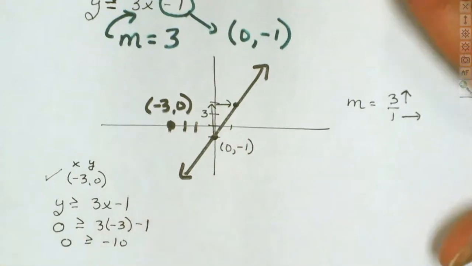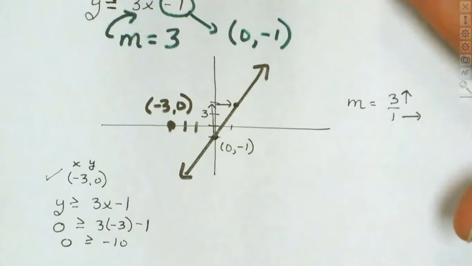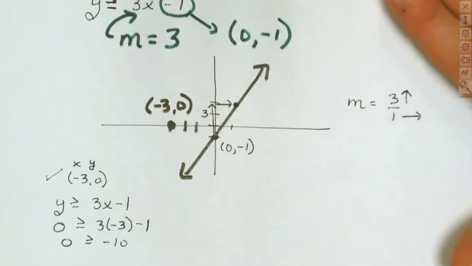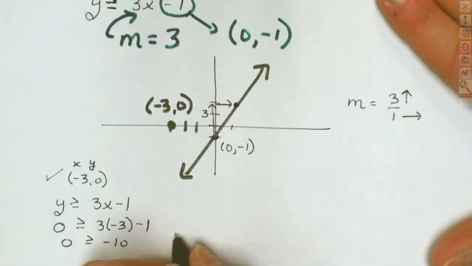And is 0 bigger than -10? Is that true or is that false? Is 0 larger than -10? Well, that would be what? That would be true, wouldn't it?